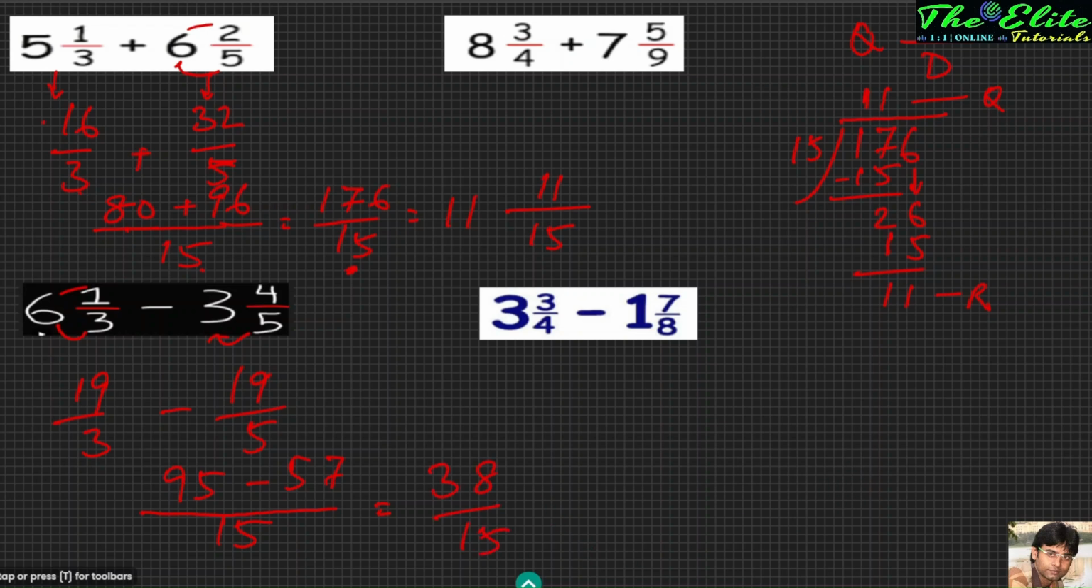38 over 15 can be rewritten in the form of a mixed fraction. 15 times 2 makes it 30. If you subtract 30 from 38, you get the remainder as 8, and 15 will always be written. So this much quickly you can do this. So this is for you.